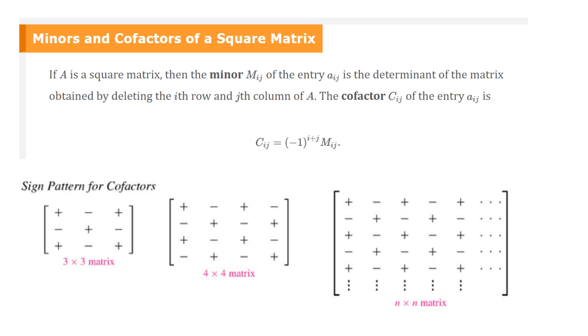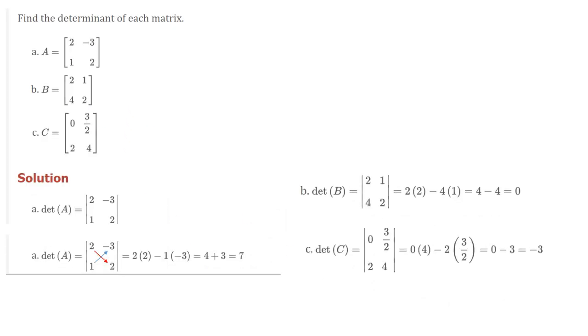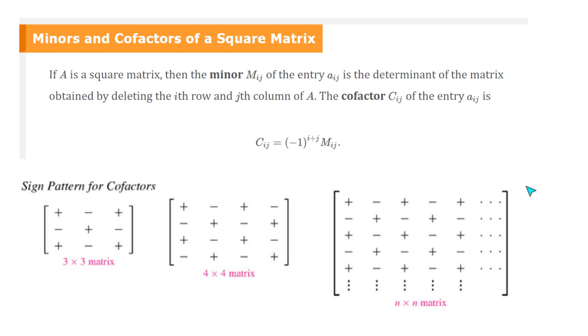So that wasn't too bad, right? 2 by 2s are pretty easy to work with. But what about something bigger? For something bigger, like 3 by 3, 4 by 4s, or n by n's, we're going to need something called a cofactor. So we need to have this pattern. We'll come back to this pattern here in a little bit.